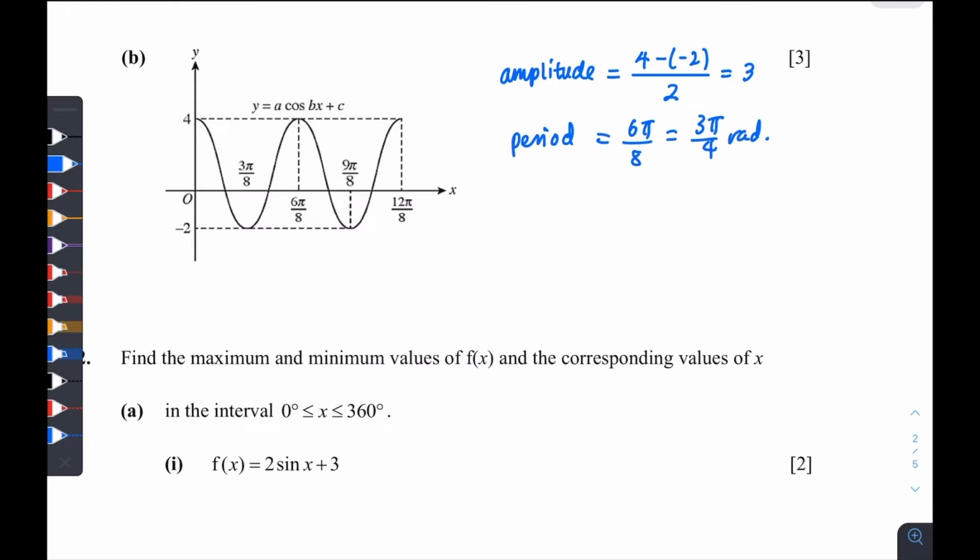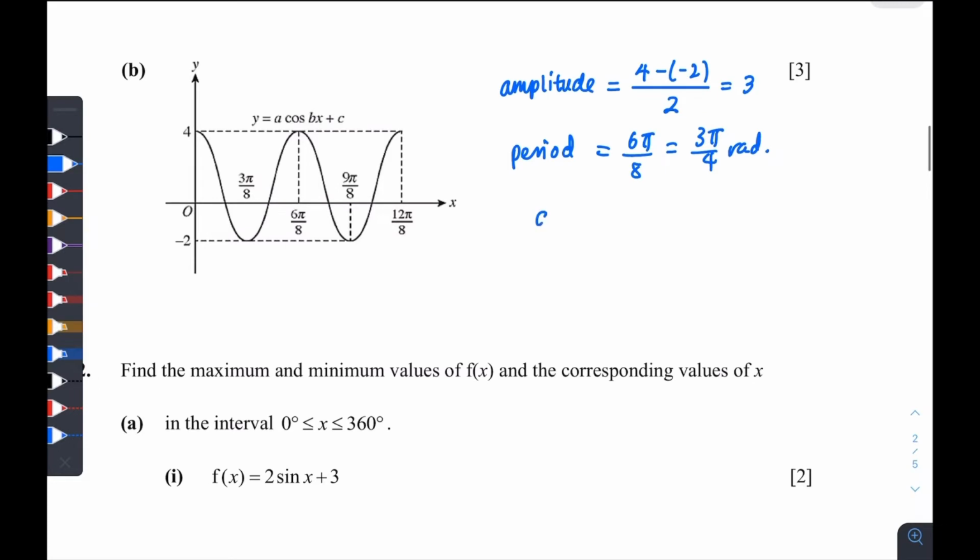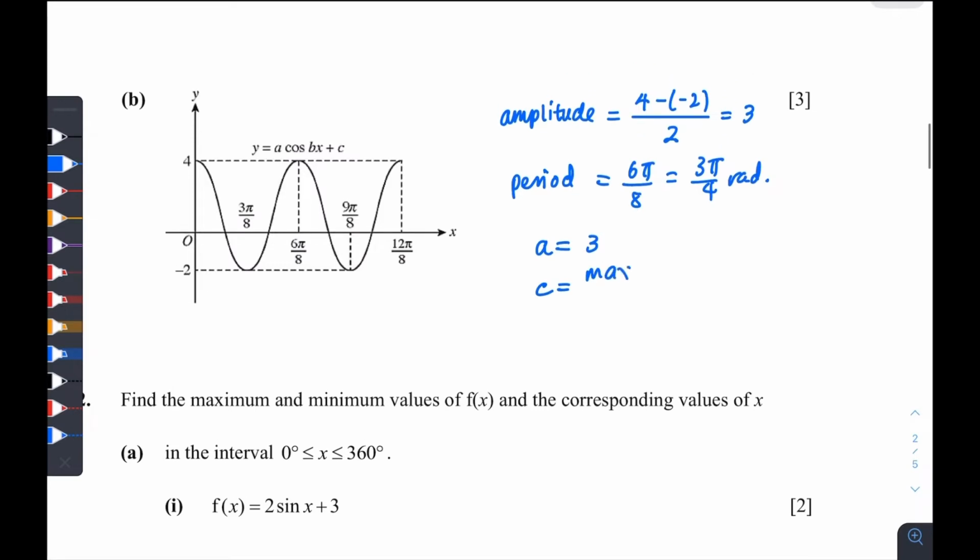With that, let's find the value of ABC. A is going to be 3, the amplitude is 3, and this is a positive graph, so A is 3. Now for C, we can make use of the maximum plus minimum divided by 2. What's the maximum and the minimum? The maximum is 4 plus a negative 2. So this would give me the value of 1.